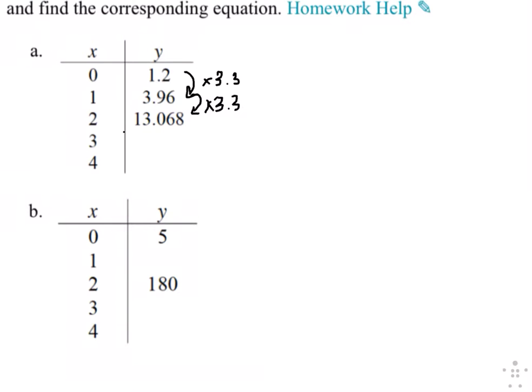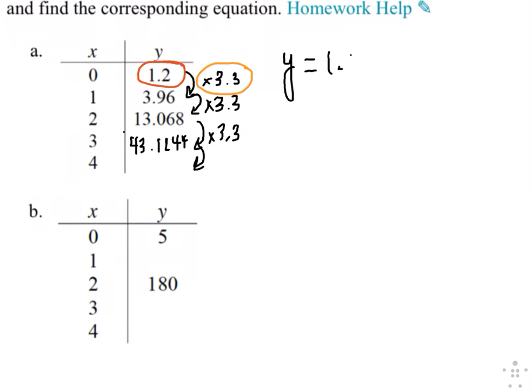So to fill in the rest of the table, we have to just keep multiplying, right? 3.3. So 13.068 times 3.3. And you're just using your calculator, right? So 43.1244. And then you could do the same thing to get the next one. But we have the information we need because we have the 0th term and we have the multiplier, right? So now the equation is y equals the 0th term, 1.2, times the multiplier to the x power. There's your equation.